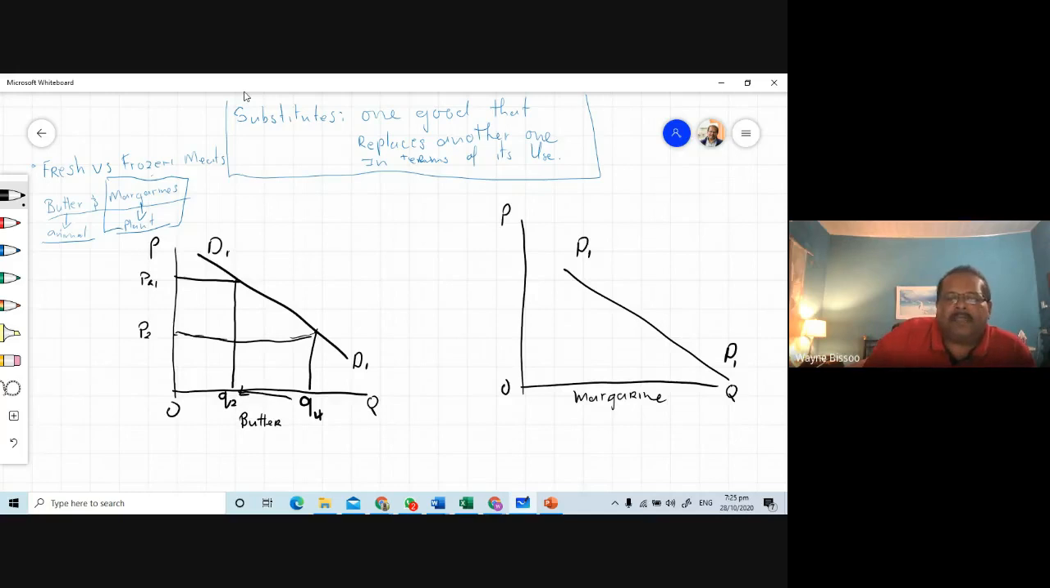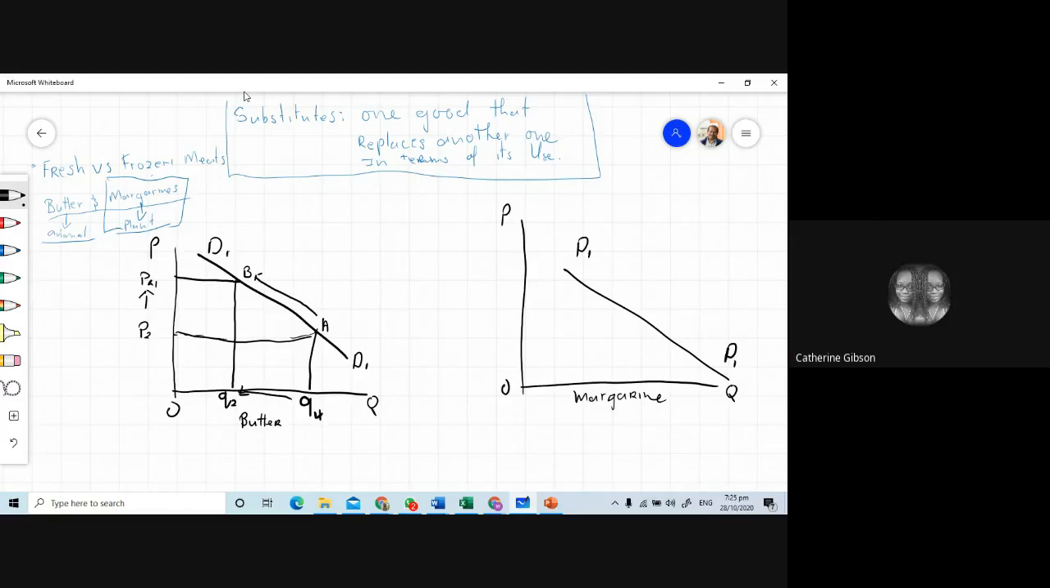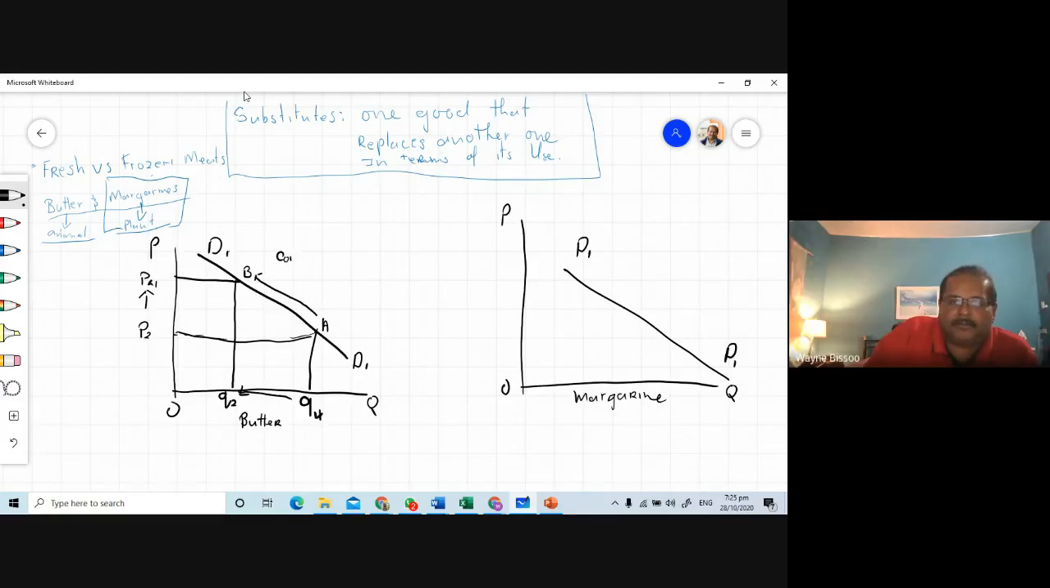What we have therefore is this movement from point A to point B, which is a what, guys? What is this going to be called? Contraction. Right, so we have a contraction in the quantities demanded for butter. That's this one here.